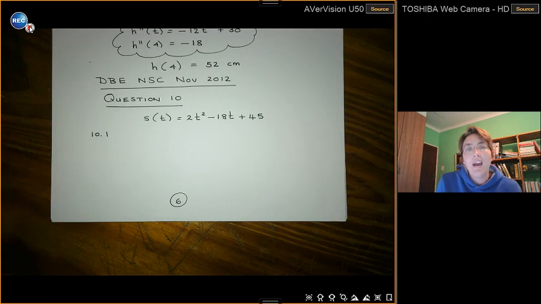Hello. This is then the last of the questions on this particular worksheet, and this one should go very, very quickly. It says in question 10 of the November 2012 DBE National Senior Certificate Examination, a particle moves along a straight line. The distance, s in meters, of the particle from a fixed point on the line at time t seconds, so this is meter per second, is given by this particular formula.